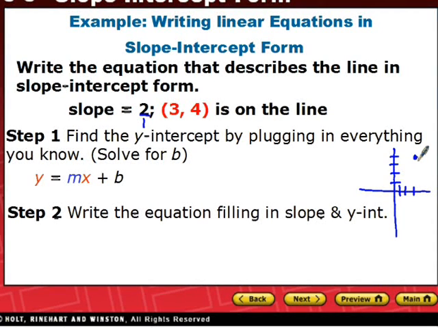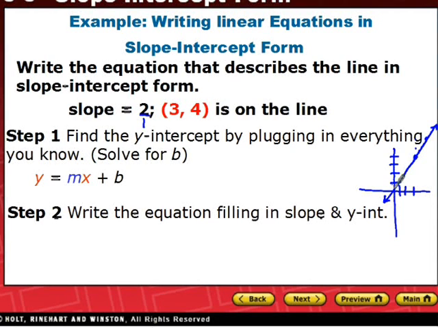Rise over run. So rise 2, run 1. So we're going to get a line that looks something like this. Okay? Now that's probably not very accurate because I didn't use graph paper, but we could do that, and then we could figure out what the y-intercept is. We know the slope, and we could write the line.